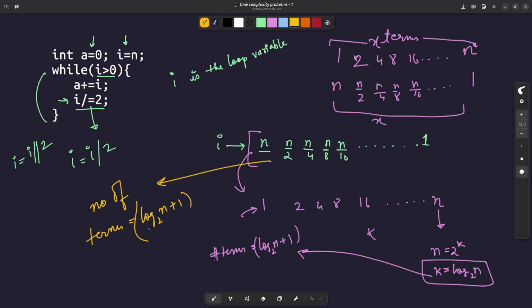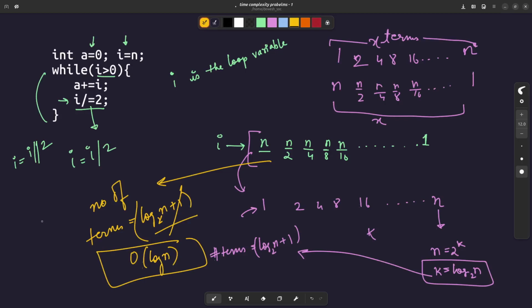So now we have the number of terms. This particular series, which contains the valid values of i, has a total of log base 2 of n plus 1 terms. Hence, the while loop runs log base 2 of n plus 1 times. Now, ignore the lower order term, ignore constants, put it inside big O notation. This is your answer, log n.